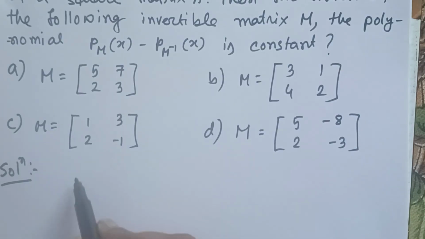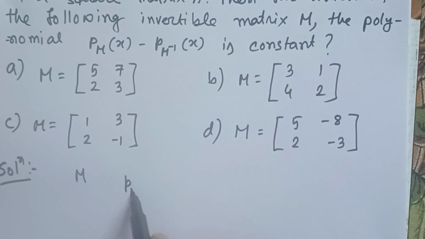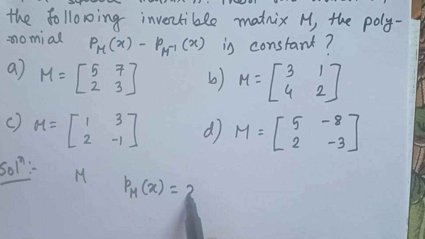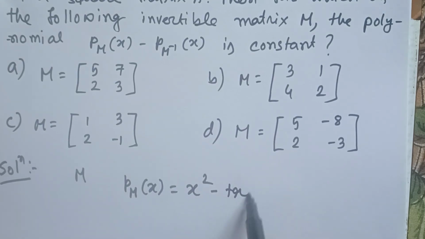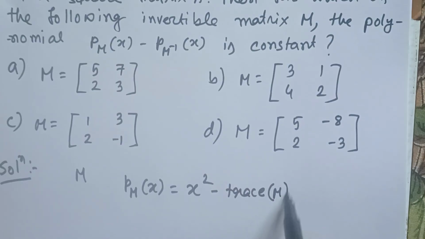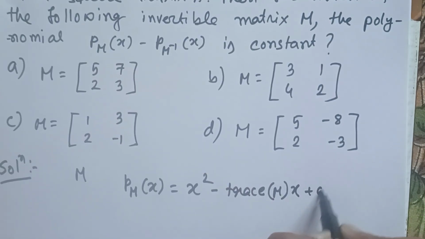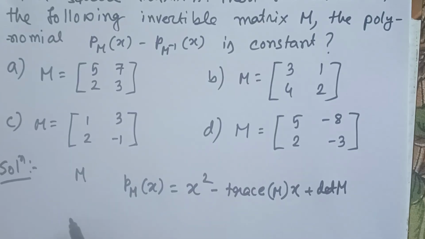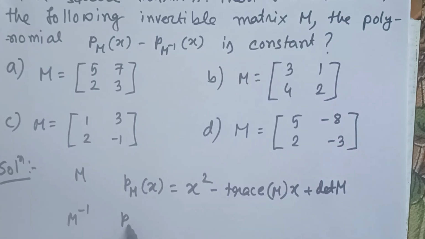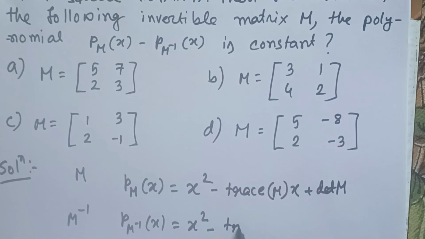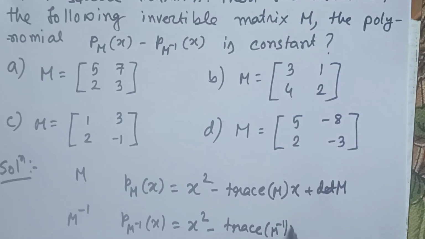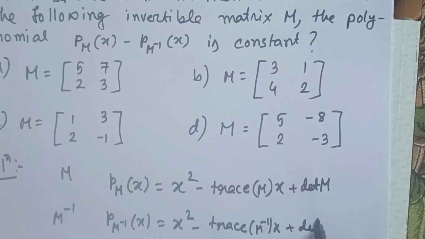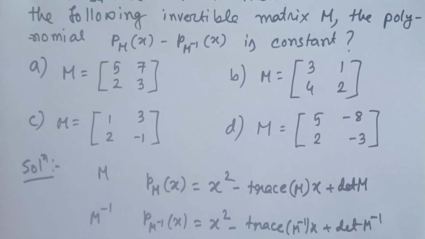First, for a matrix M, which is a 2 cross 2 matrix, the characteristic polynomial is x square minus trace of M into x plus determinant of M. This is the characteristic polynomial for M. Similarly, for M inverse, we can write P_M inverse(x) equals x square minus trace of M inverse into x plus determinant of M inverse.